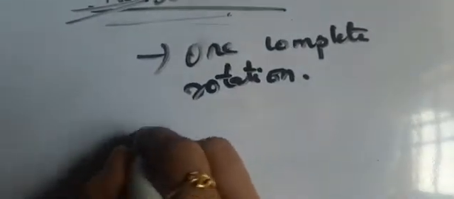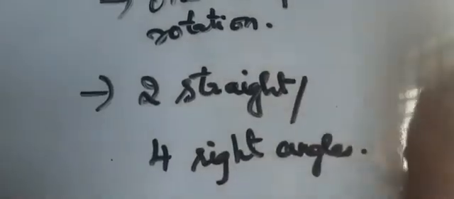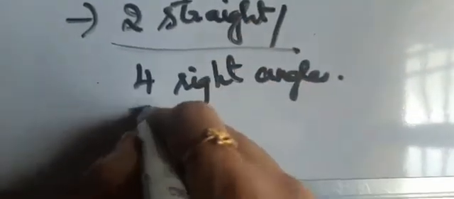So in mathematics, one revolution means either two straight angles or four right angles. A revolution means one complete rotation, which is 360 degree in mathematics. So 360 degree refers to one complete rotation of an angle. This one complete rotation or revolution is formed by either two straight angles or four right angles.